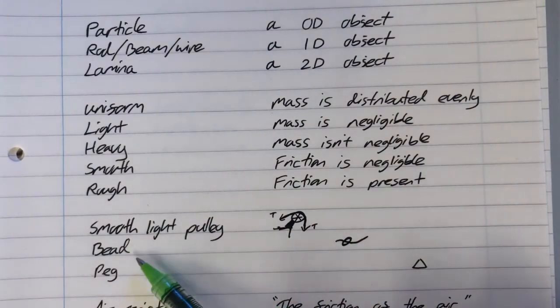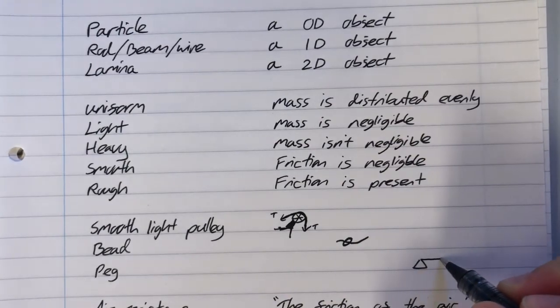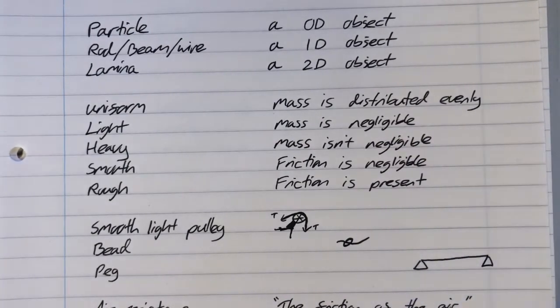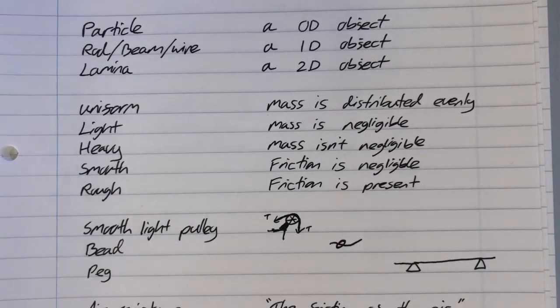Usually used in further maths, a bead is essentially a particle with a hole in it, so that it can go over a string or a wire. And then a peg is often depicted as a little triangle, but it's something that a beam will sit on. So there we go, a beam sitting on two pegs, or if you like, it's kind of like a plank of wood raised up above the ground. You can visualise it like that.